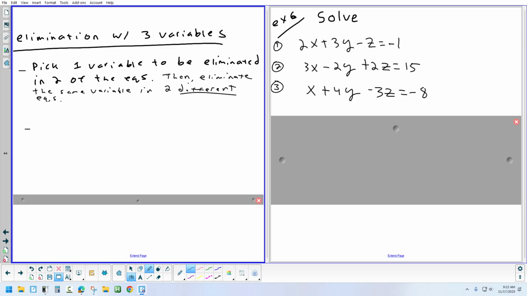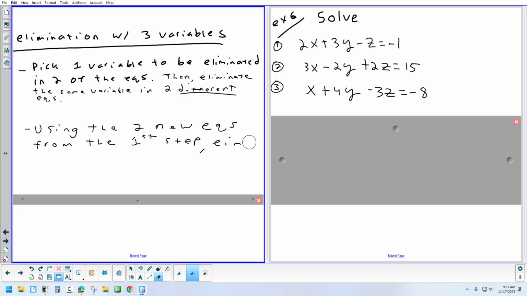So we do that first, and then using the 2 new equations from the first step, eliminate another variable.